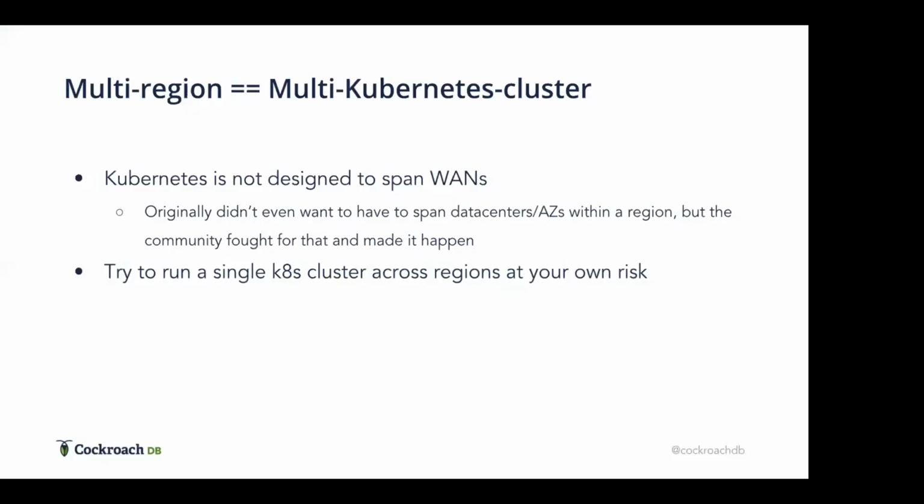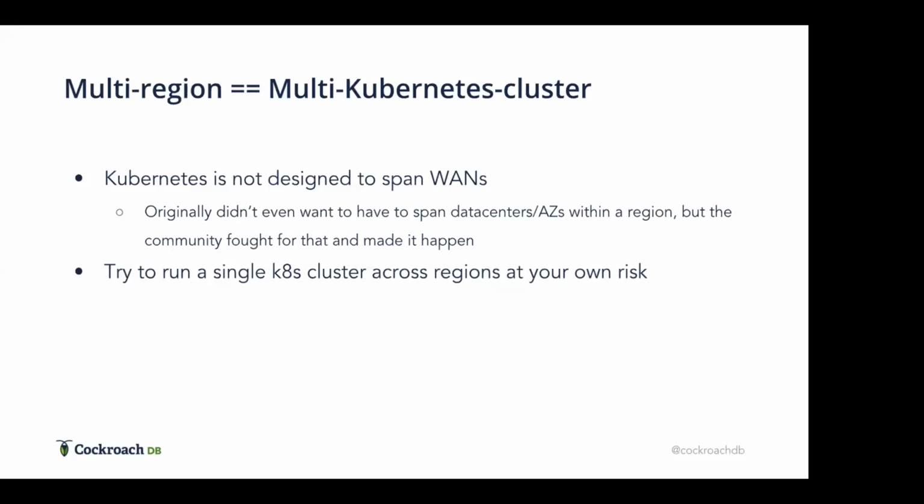And some of you might have noticed that so far I've been using the terms multi-region and multi-cluster essentially interchangeably. That's because Kubernetes is not designed to have a single cluster span multiple regions on the wide area network. For quite a while, it wasn't even recommended to have a single cluster that spanned multiple availability zones within a region. The community fought for that, so now it's a recommended configuration. It's called a multi-zone cluster. But trying to run a single Kubernetes cluster that spans regions is definitely at your own risk. It's not something anyone I've ever known would recommend.